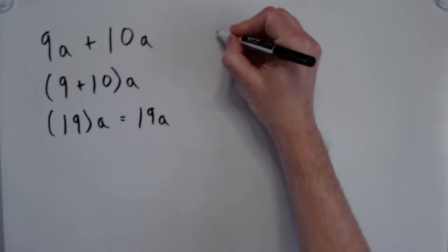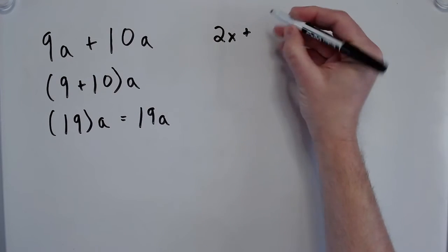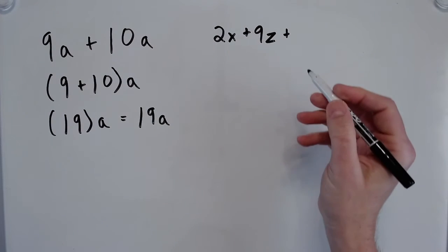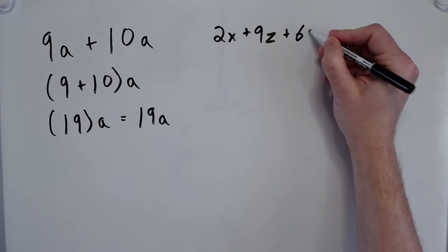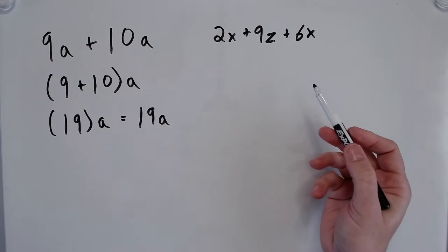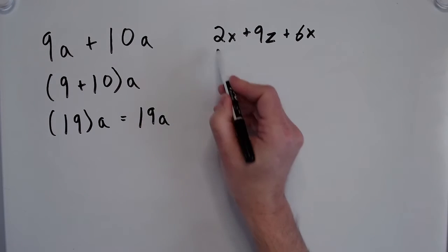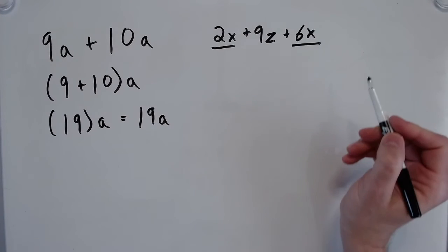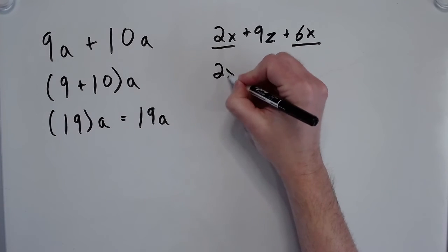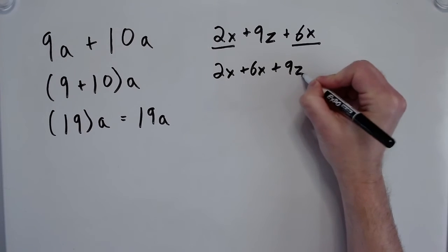So let's do this one. Let's do 2x plus 9z plus 6x. So which terms are like? Which is a weird way of saying it. So we've got a 2x, a 9z, and a 6x. So in this case, these have like terms. So I'm just going to rewrite it: 2x plus 6x plus 9z.